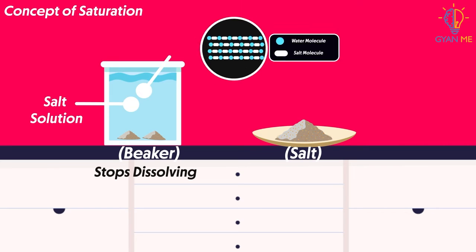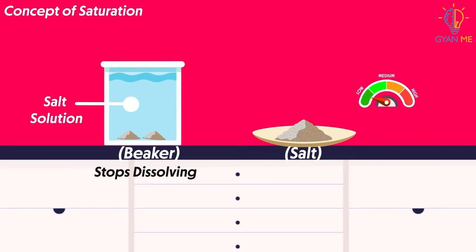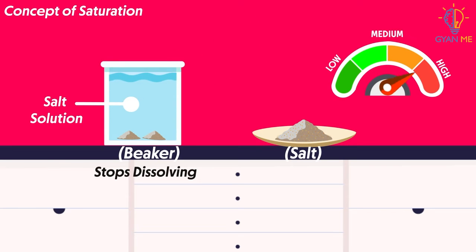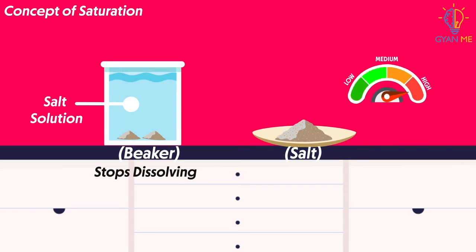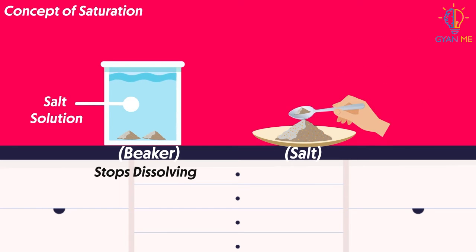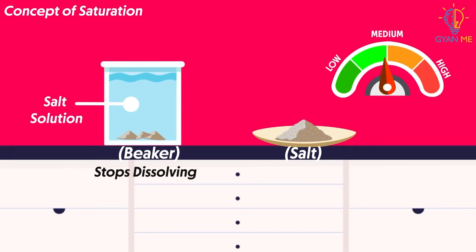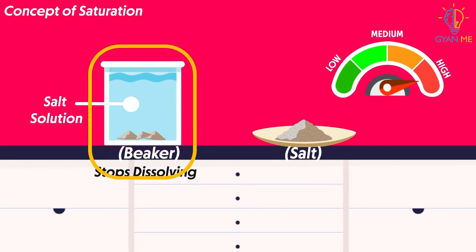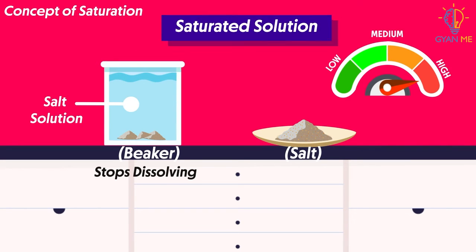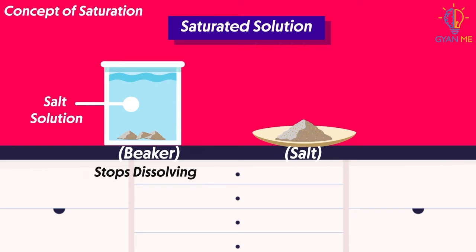Or I can also say that it has reached its maximum capacity of dissolving salt, and therefore all the salt added any further will settle down in the beaker. What do we say then? Yes, we say that this solution has reached its maximum limit of dissolving salt and is now saturated. Thus, this kind of solution is said to be a saturated solution.